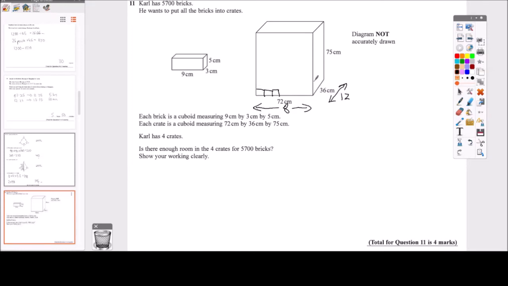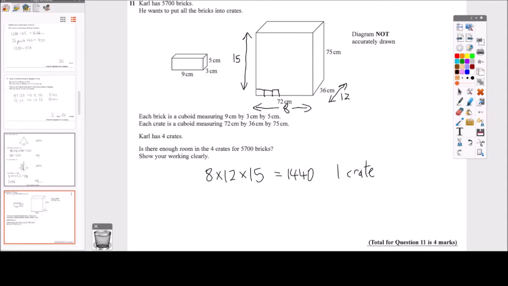depth-wise. So as you pack the floor of the crate, you'll have 8 times 12 bricks. Now height-wise, the crate is 75 and the bricks are 5. So doing 75 divided by 5, we get 15. So you can fit in 15 bricks height-wise. So how many bricks can you fit into the carton? It's going to be 8 times 12 times 15, which is 1,440. So you can fit in 1,440 in one crate.